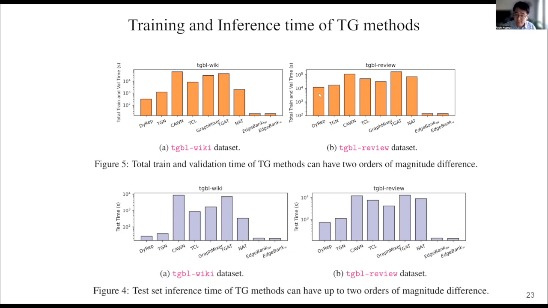So we only keep the TGN and DyRep, which are the fastest that we see here, for the large scale data set, and leave the other ones as future work to be scaled up to the larger data sets and to be put on a leaderboard.